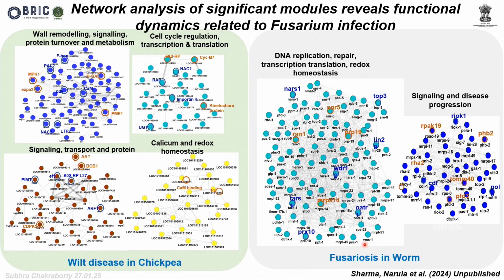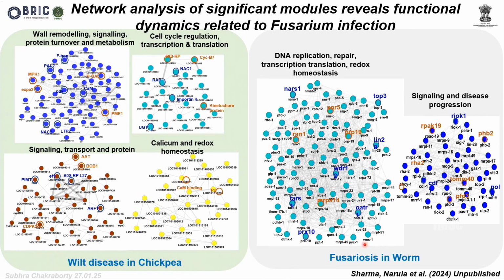So in the plant data we find four major regulatory hubs. In the case of the worm, it is two major regulatory hubs, but two of those, blue and cyan, are the same. One deals with signaling, another deals with transcription, translation and DNA replication. However, the major hub proteins vary between both the blue hubs as well as the cyan hubs.